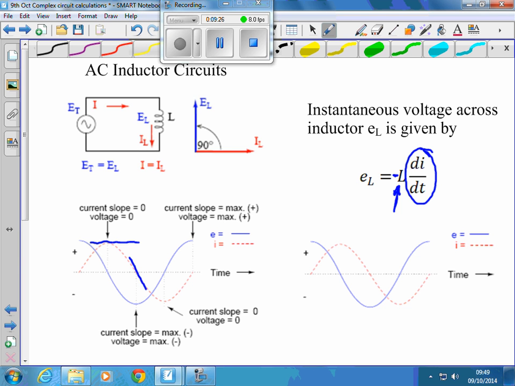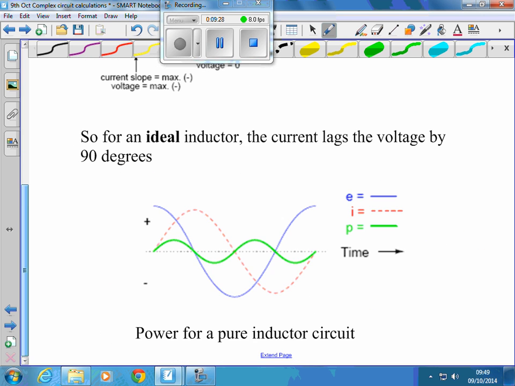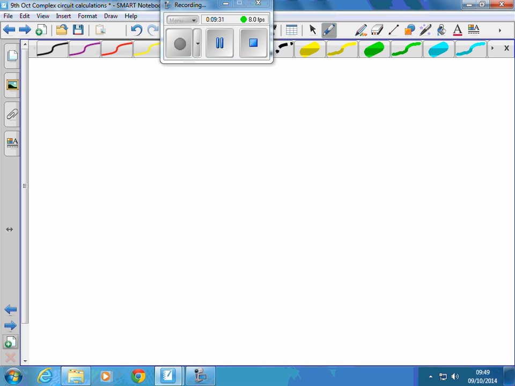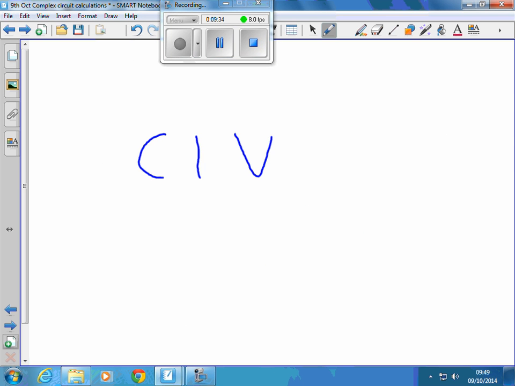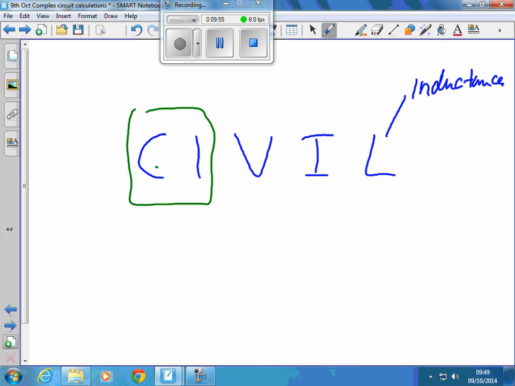And the word that we used in science, I'll do it on a new page, is CIVIL. The L represents inductance, and in an inductive circuit we'd think about covering up the C and I, forgetting about that bit, and in an inductive circuit voltage is ahead of or leads the current, or we could say current is after, lags the voltage.